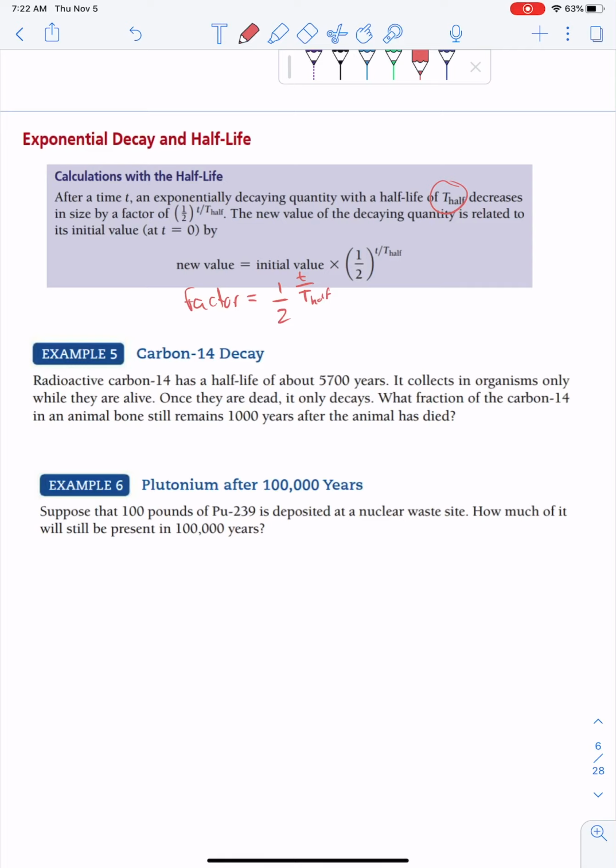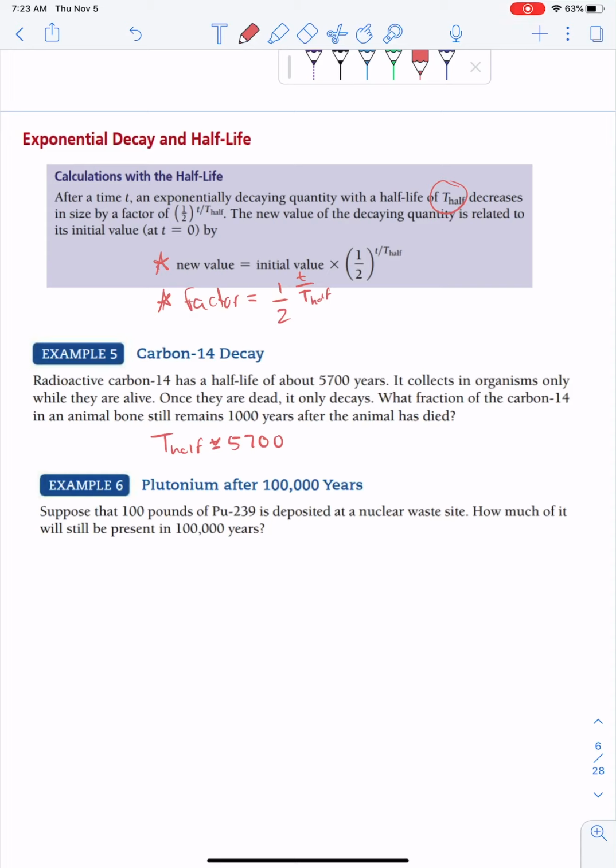Okay? And then we can also find the new value, just like we did with doubling time, if we know our initial starting value. So example 5, radioactive carbon-14. This is where decay comes in a lot with radioactive materials, and that's what makes them radioactive, is because they are decaying. It has a half-life of about 5,700 years. So T half is 5,700. It collects in organisms only while they are alive. Once they are dead, it only decays.